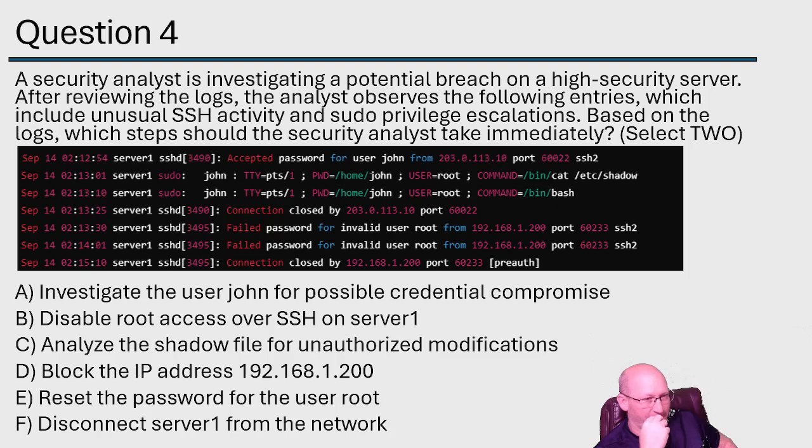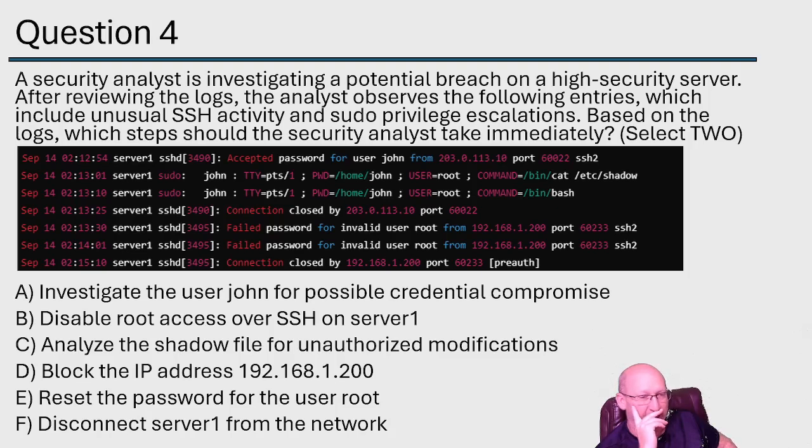No. If I disable root access on server 1, then I can't do anything. I feel like a lot of people would answer that, but if you're in IT or cyber, you know that's not the right answer. Analyze the shadow file for unauthorized modifications. We know it was unauthorized. We don't need to analyze it. We know it was read, and it was already unauthorized. The logs tell us that.